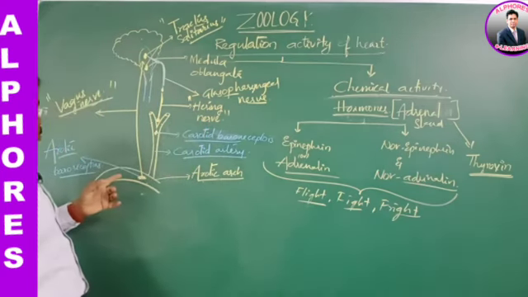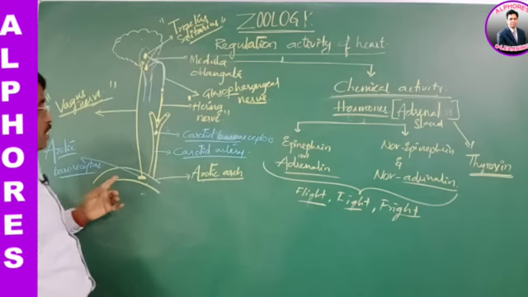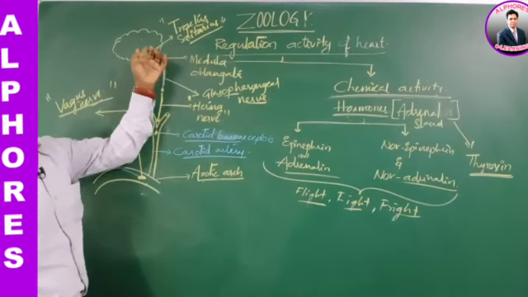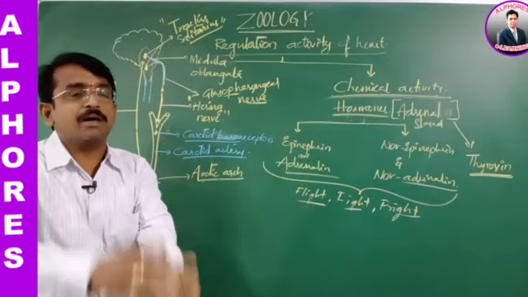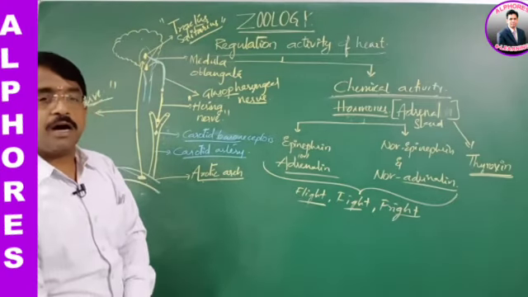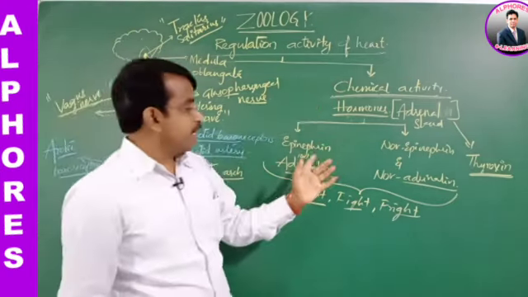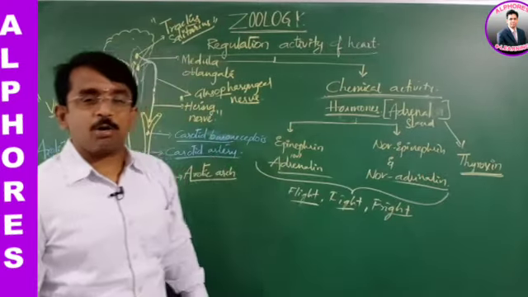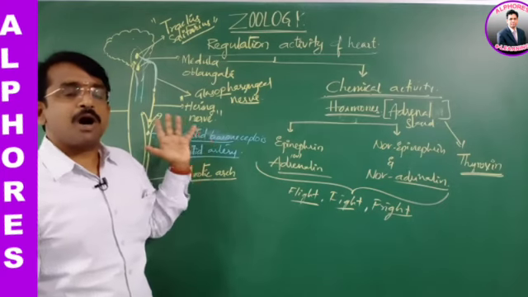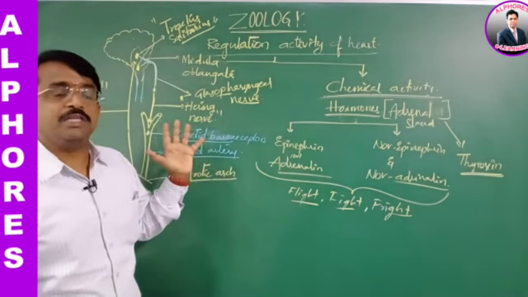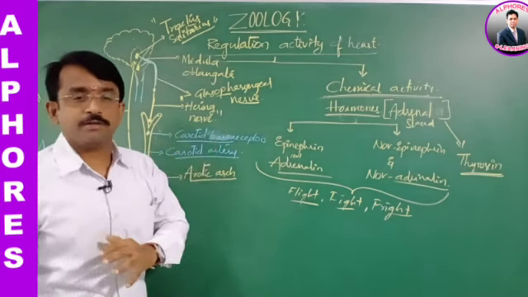One more is the aortic baroreceptors, which through the vagus nerve reach the same part of the medulla oblongata, and this regulates the activity of the heart. And another is by epinephrine, norepinephrine, and thyroxine. So this is the summary of how the heart activity is controlled and coordinated. Thank you.